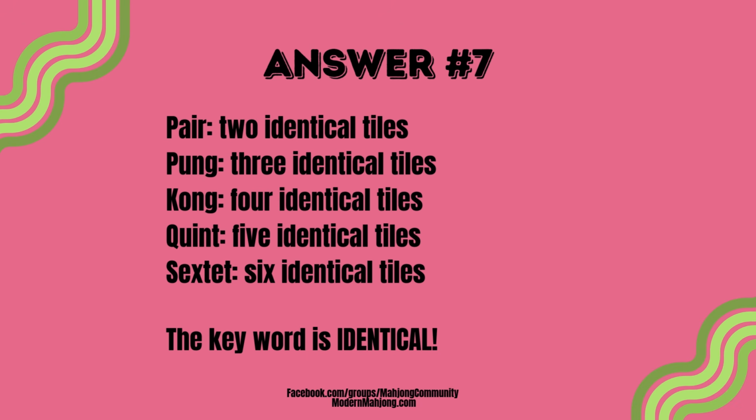A quint is 5. Now you can't have 5 identical tiles other than a flower that's jokerless. So you could have 5 flowers, or you could have 4 of something else with 2 jokers. And a sextet, which we haven't seen in several years, is 6. Once again, you could have 6 flowers or 4 of a non-joker tile, like 2 dot, and have 4 2 dots and 2 jokers. The key word here is identical. So pair, pung, kong, quint, sextet are all identical.